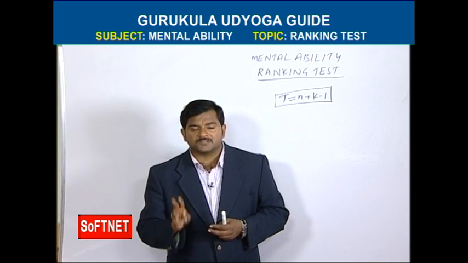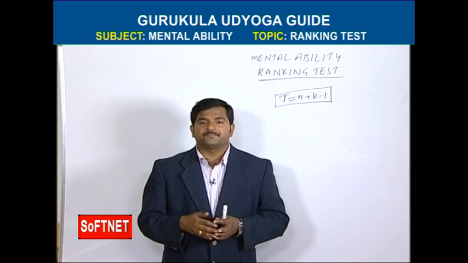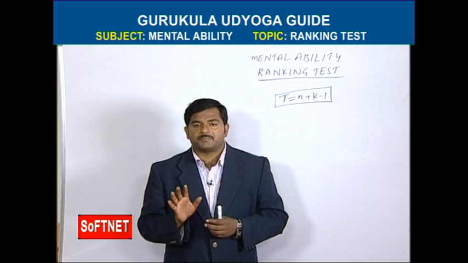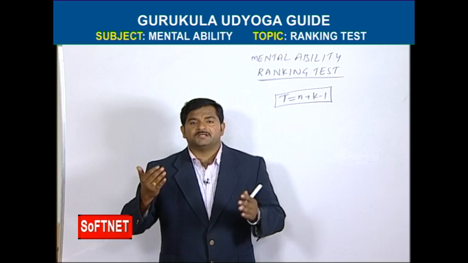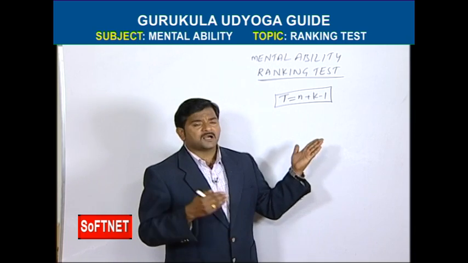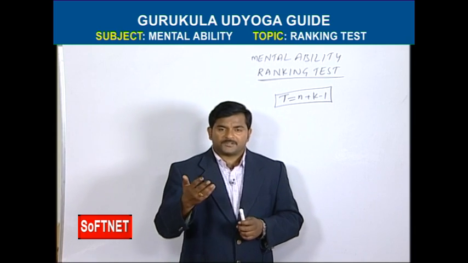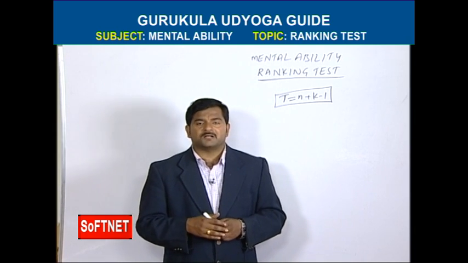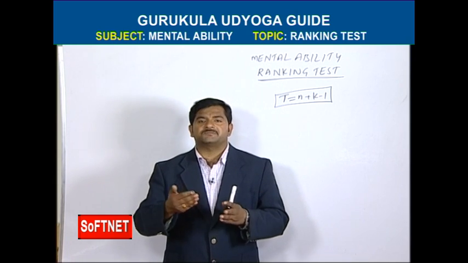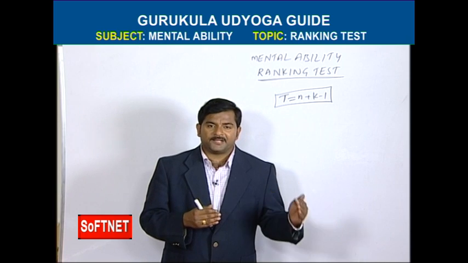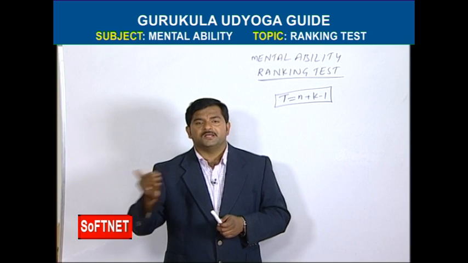These three models can be solved using the simple formula T is equal to n plus k minus 1. Remember, it is not a mathematical formula. For our convenience we created a formula. You can take n plus k or x plus y or a plus b, no issue. See, I told you three types. Certain objects are given, let's say 50 objects. The position of A is given from the left side, and he asks to find the position of A from the right side.